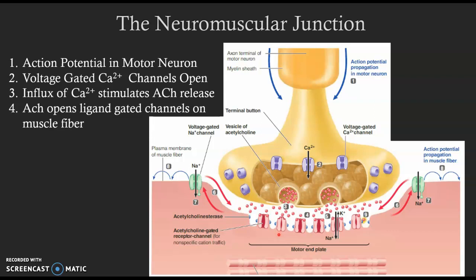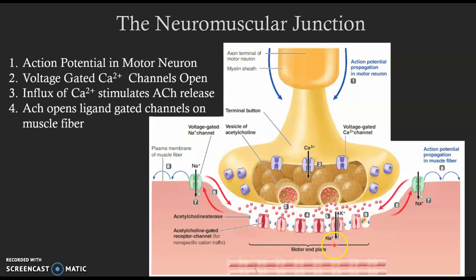So those ACh bind to those specific receptors that are meant for them. That neurotransmitter, it's like lock and key. That neurotransmitter binds to the receptor and the receptor opens. And these receptors, or these channels, are not cation specific. So sodium can flow, potassium can flow. But there's going to be a much greater influx of sodium into the muscle fiber, which you see with these arrows here.